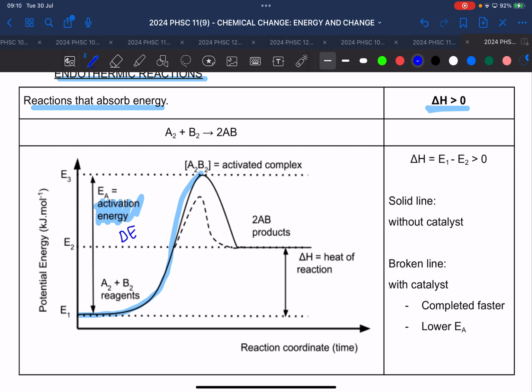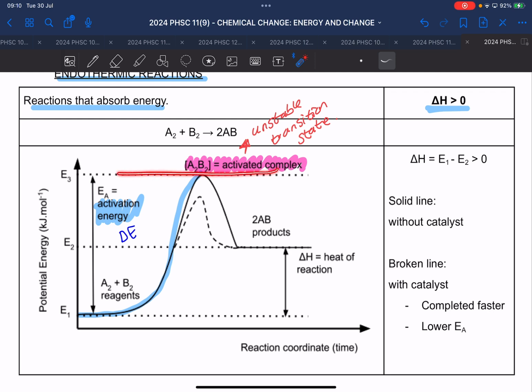Then there at the top we have our activated complex. It is the unstable transition state. Unstable transition state. So because it is unstable, it has a very high energy. High energy.